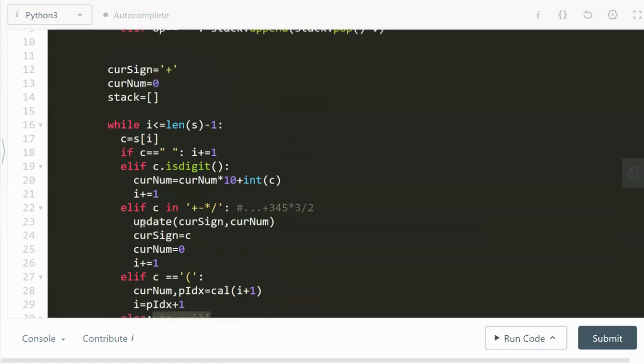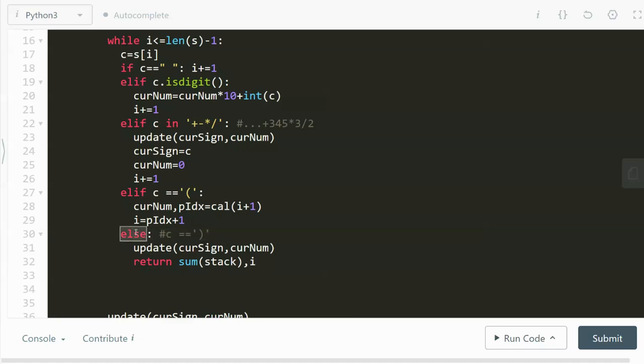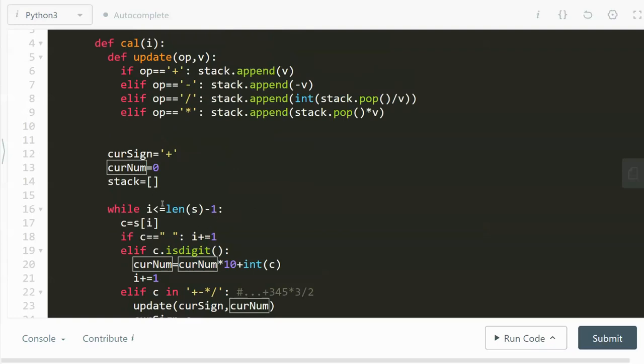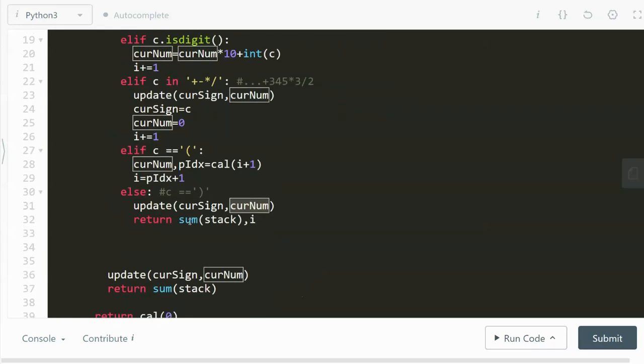After we have all these else statements, the last else is going to be the close parenthesis. So essentially, we are calling the update on the current sign and also the current number, and at the end we don't have to do the rest. You don't have to go through the rest of the string. It directly returns the current sum, which in this case is the value within the bracket, and also the index, because in the next call we just skip through.